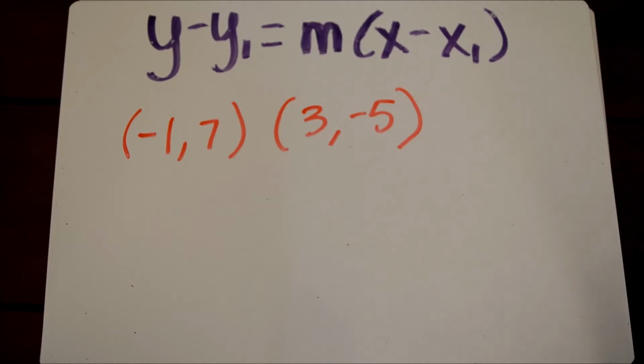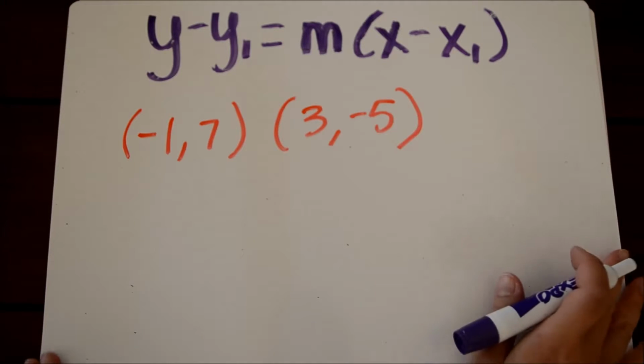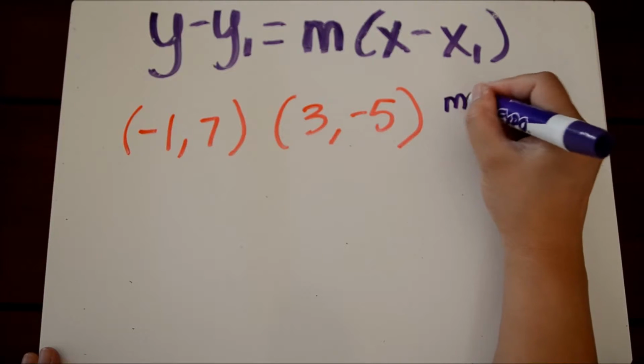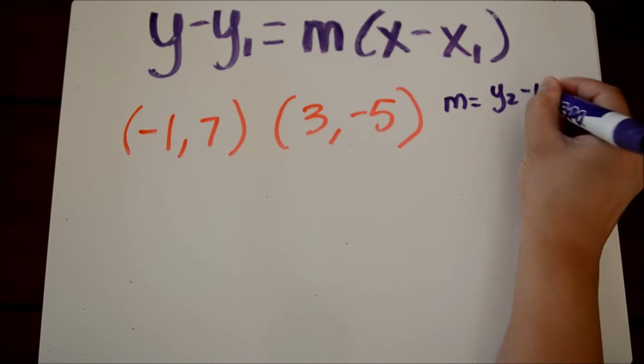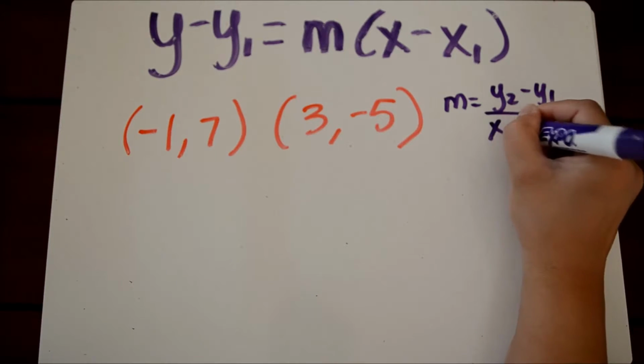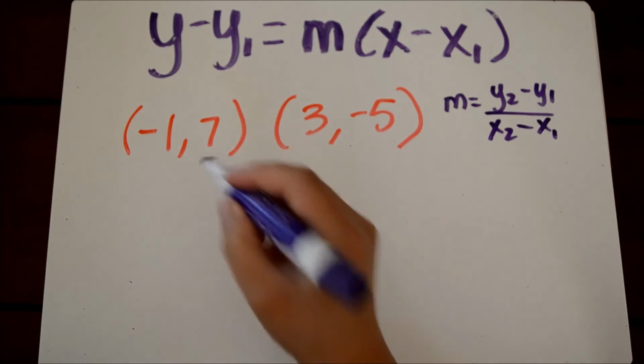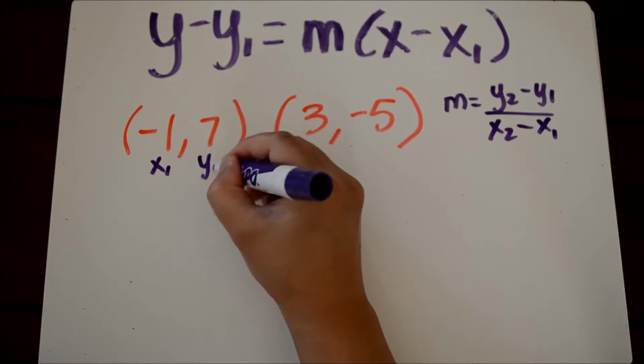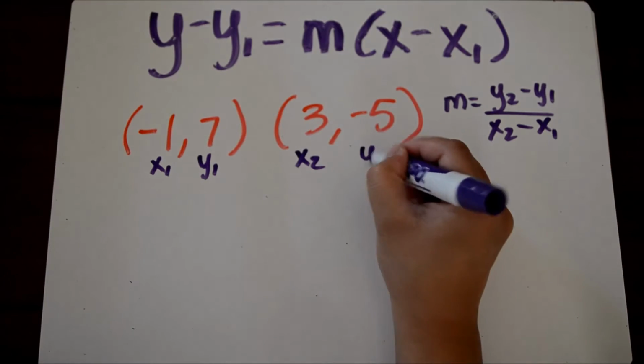Let's do one more example. So again, we're given 2 points. The first thing we're going to do is calculate our slope value. So here's our slope formula again. I'm going to label our coordinate points x1, y1, x2, and y2.